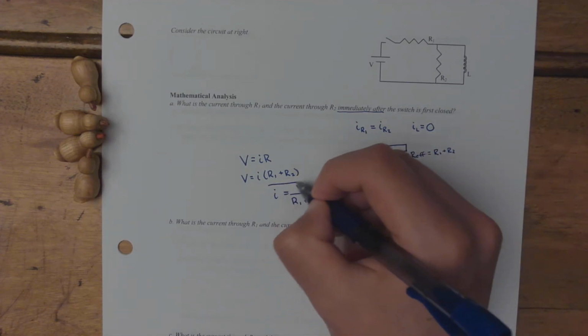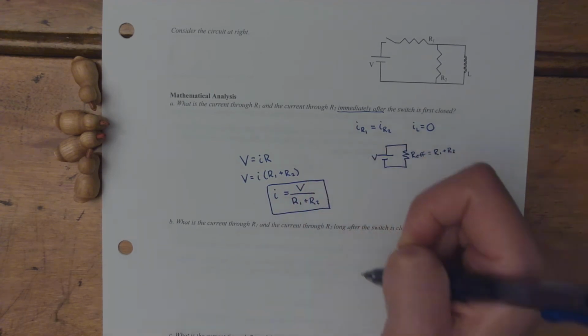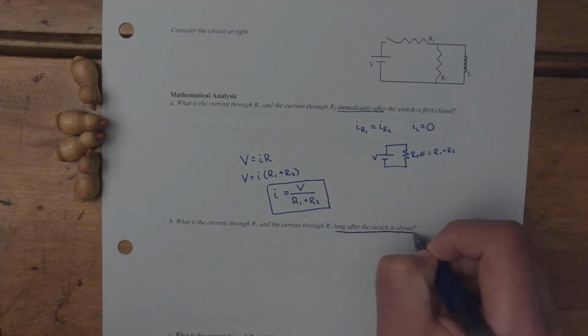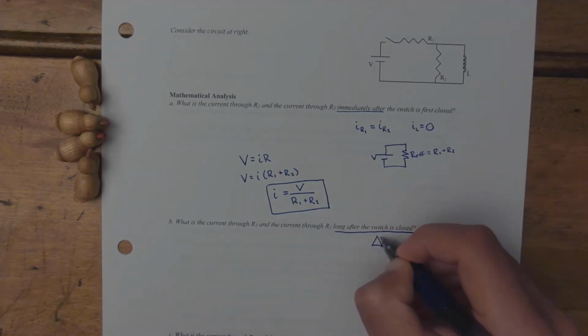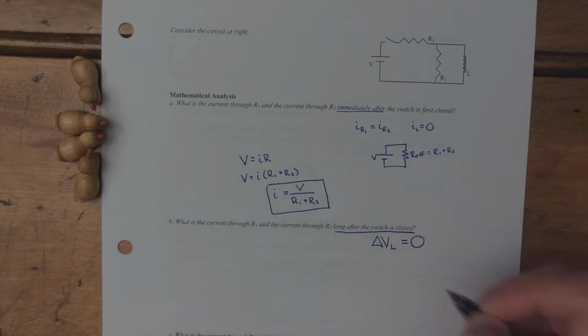Again, that's not the only way of solving the problem, so if you would like to solve it a different way, as long as you get the same answer, it should be all okay. What is the current going through R1 and the current through R2 long after the switch is closed? After a long time, long after the switch is closed, delta VL is equal to 0, which I think we just saw in a previous problem.